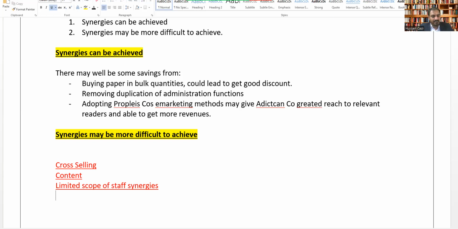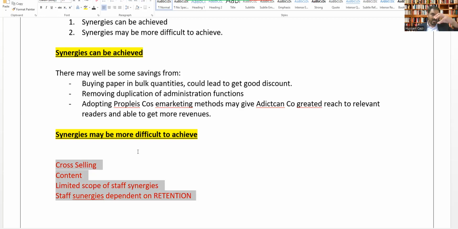And I can say one more challenge: staff synergies are very much dependent on retention. These are the challenges. So that is the point. First, you need to develop a basic mindset. What is the basic thing that needs to be covered here? And then start accordingly.